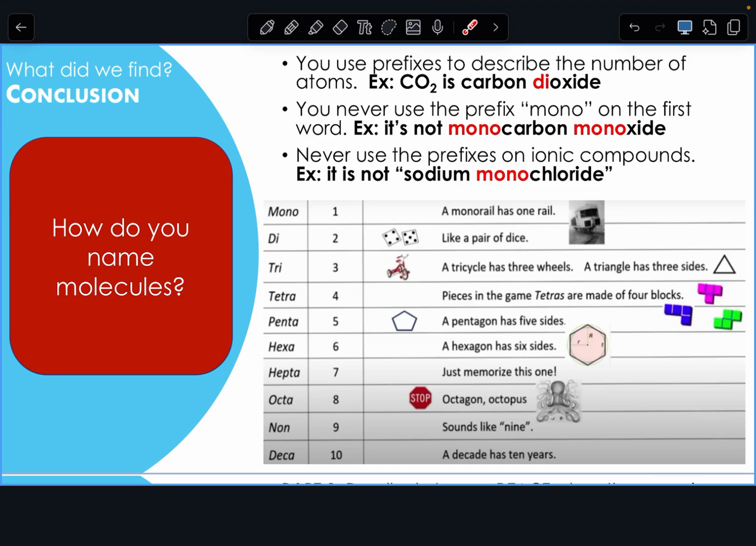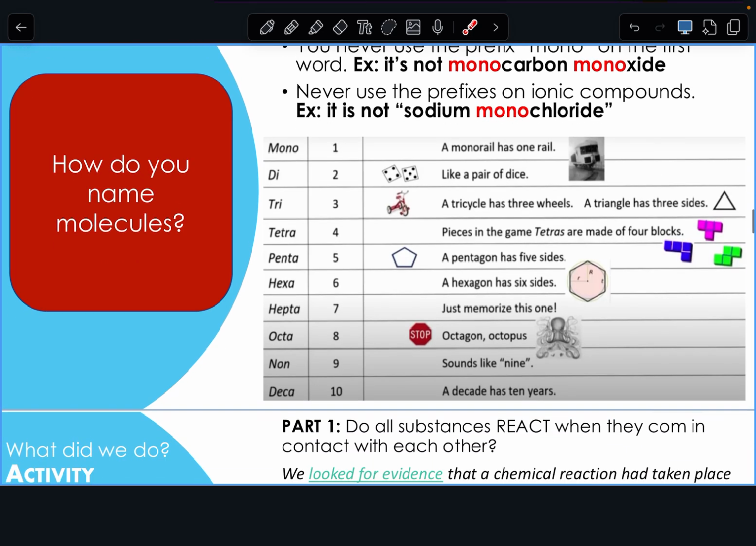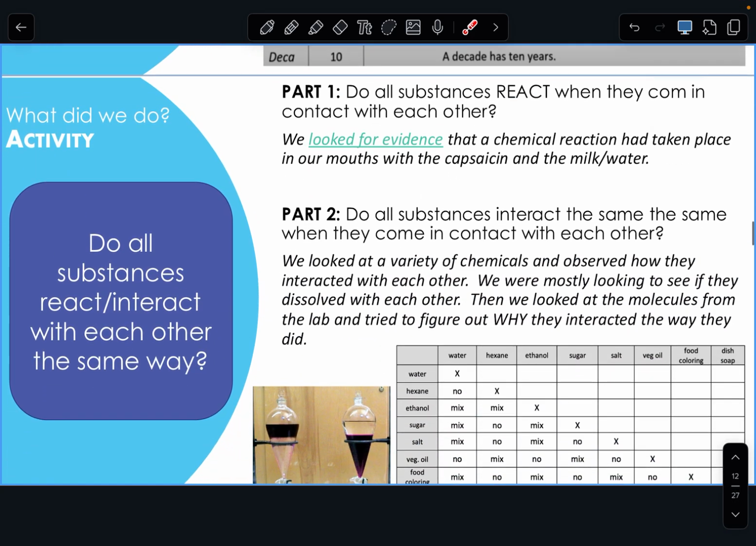So, couple little things. The word mono, we only use it on the second word. Okay, you guys know that because we don't call this monocarbon dioxide. That would be silly. Okay. That is carbon dioxide, but mono is on the second word.